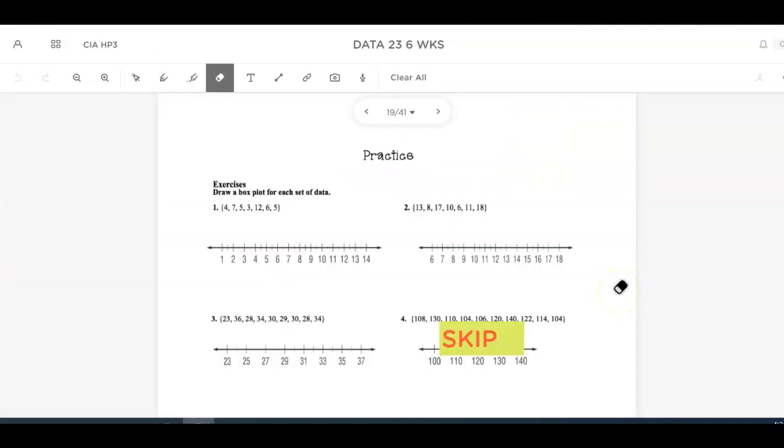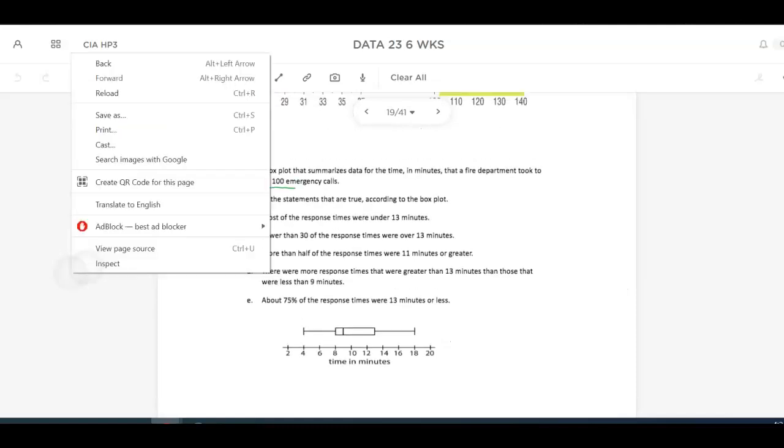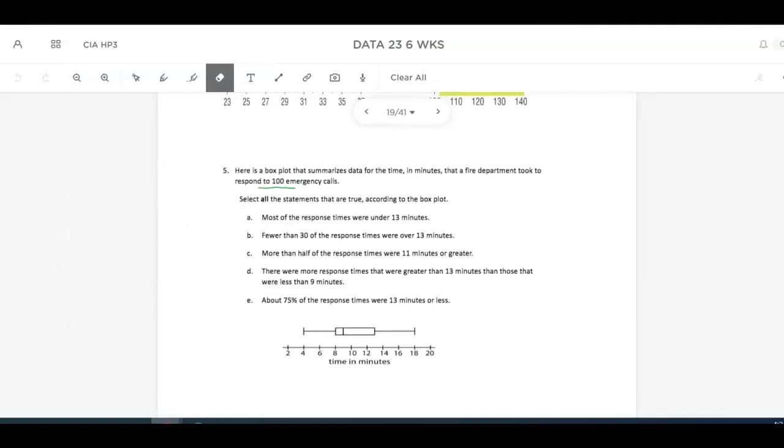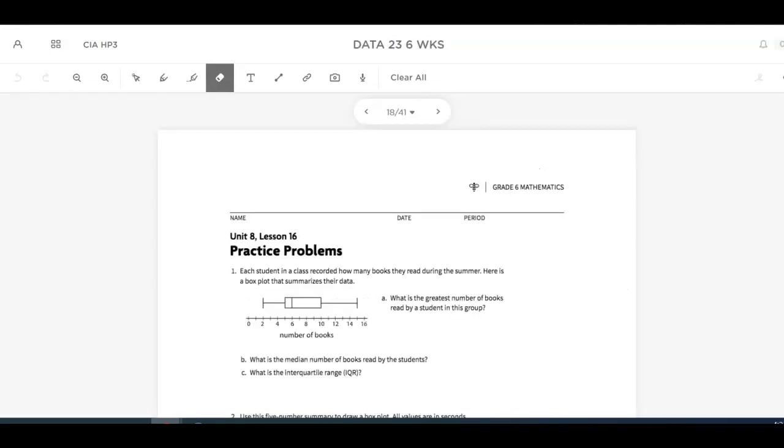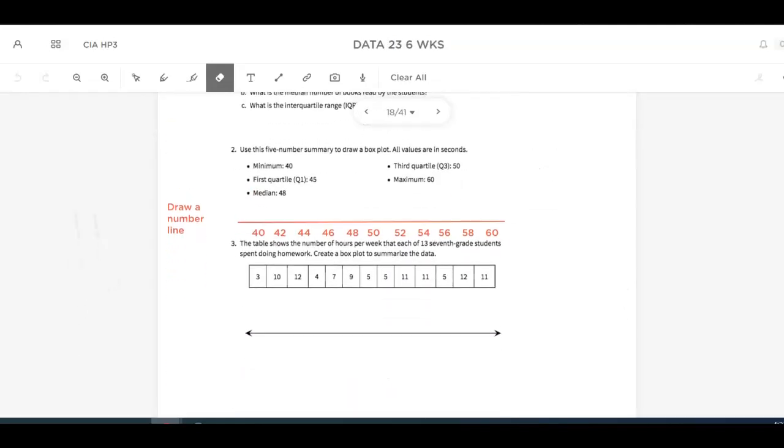Okay, what you need to know about the practice problems that go with this assignment. On the back side, question number 4, you are going to skip. And down here on the bottom, one of the most important things you need to know is this is out of 100 emergency calls. So the questions about percent, just go with the numbers, because 100 emergency calls, 100% they match up.